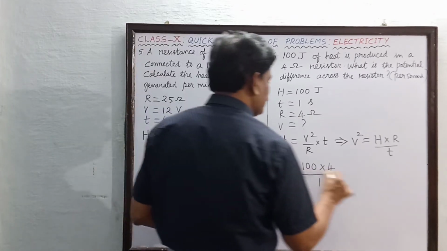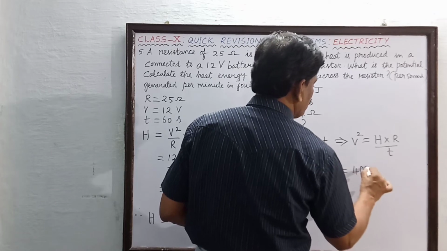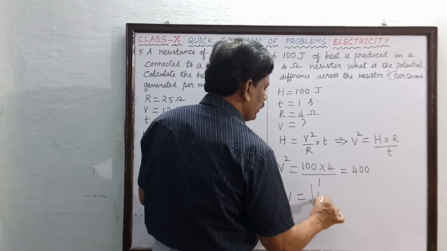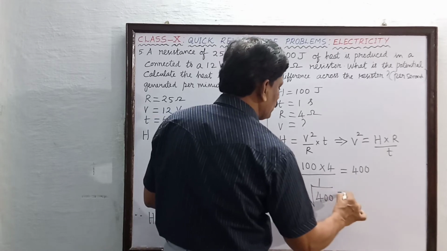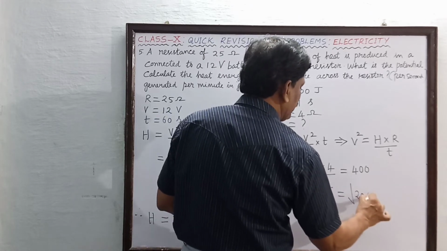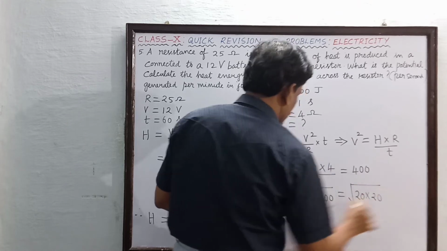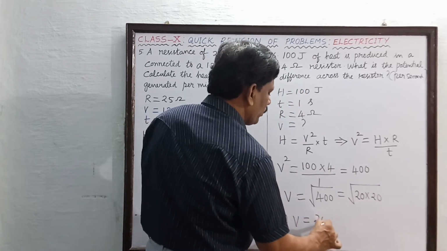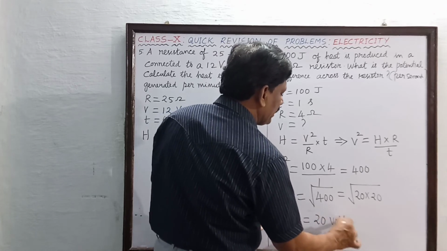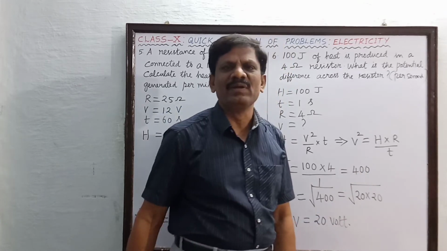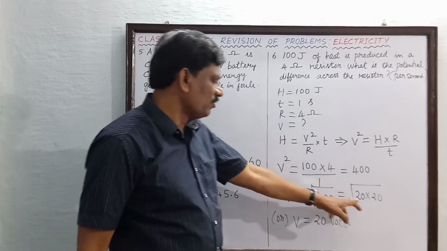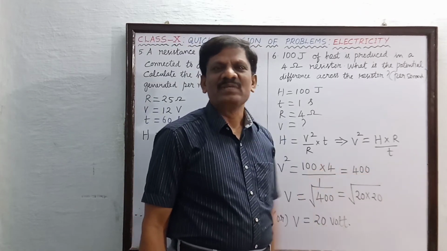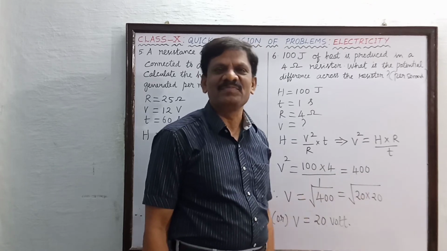So V square is equal to, now 100 into 4 is 400. Therefore V is equal to square root of 400. So this is equal to square root of 20 into 20. Or V is now equal to 20 volt is the answer. Very simple problem. So V square is 400 means V is equal to 20 volt. I hope you must have understood well. You also try these problems. Fine.